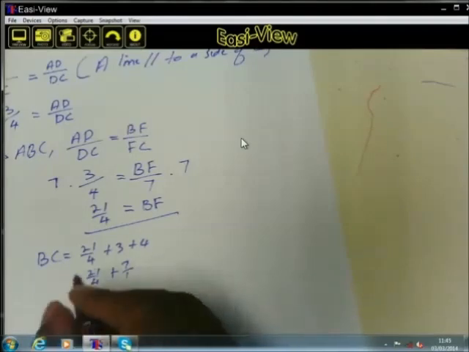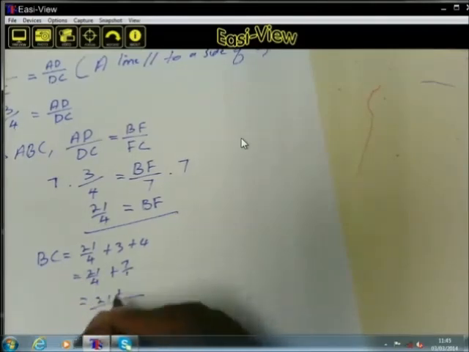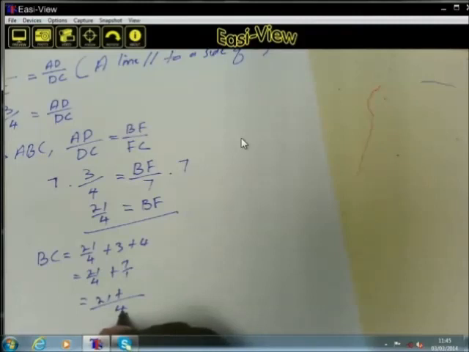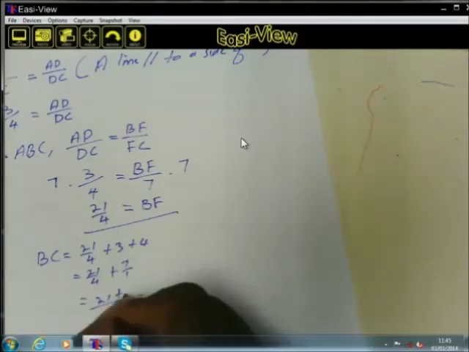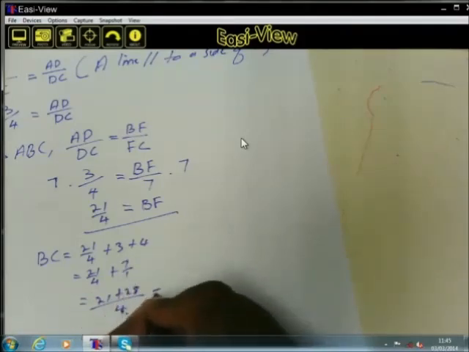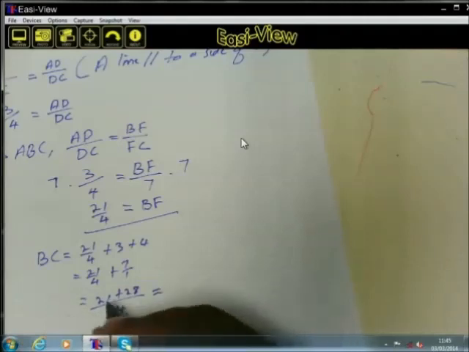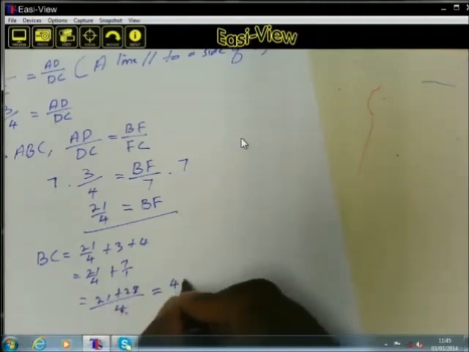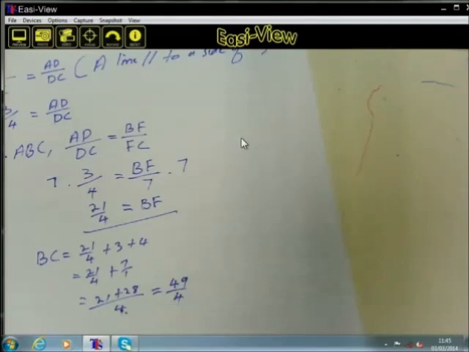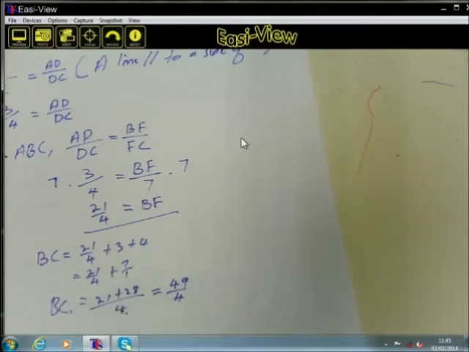4 into 4 once multiplied is going to be 21 plus 1 into 4. 4 times 4 multiplied by 7, I think it will give you 28. So that ultimately BC will be equal to 21 plus 28 will give you 49 over 4. So that will be the total length, BC. BC ultimately is equal to 49 over 4.